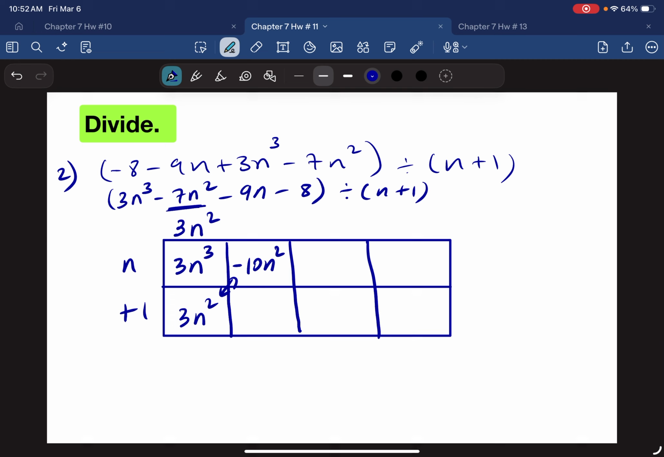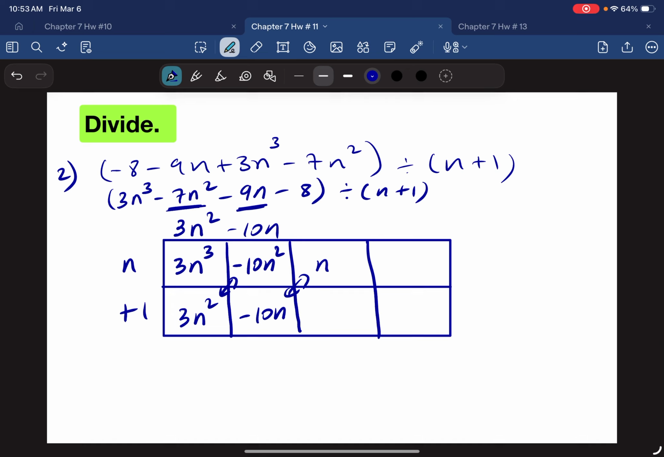Because negative 10 plus 3 is negative 7. So now we repeat the pattern again. n times what is going to give us negative 10n squared? So that means I have to pick negative 10n, right? Because negative 10n times n is negative 10n squared. So negative 10n times 1 is negative 10n. These two right here are going to give me negative 9n. But I already have negative 10n, so that means I need a positive n here. So n minus 10n gives me negative 9n, so that's correct.